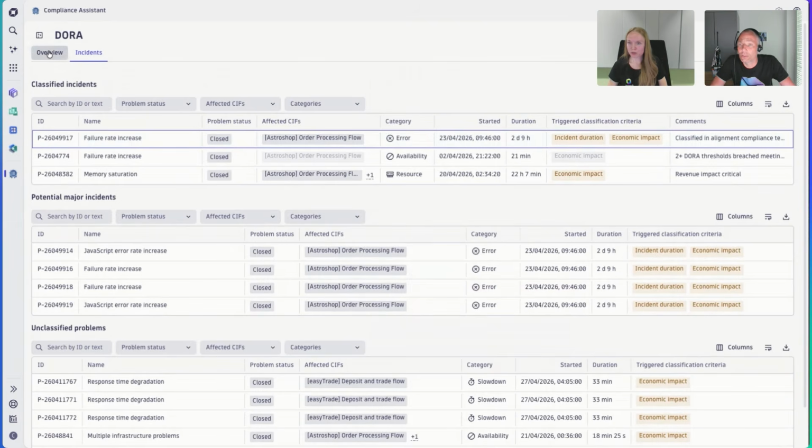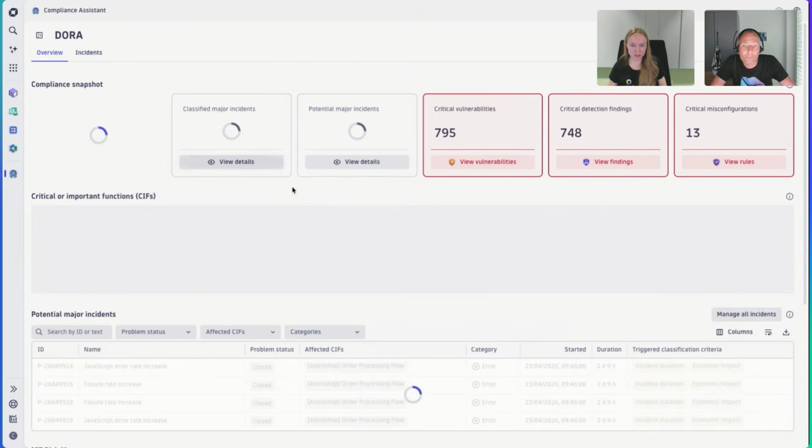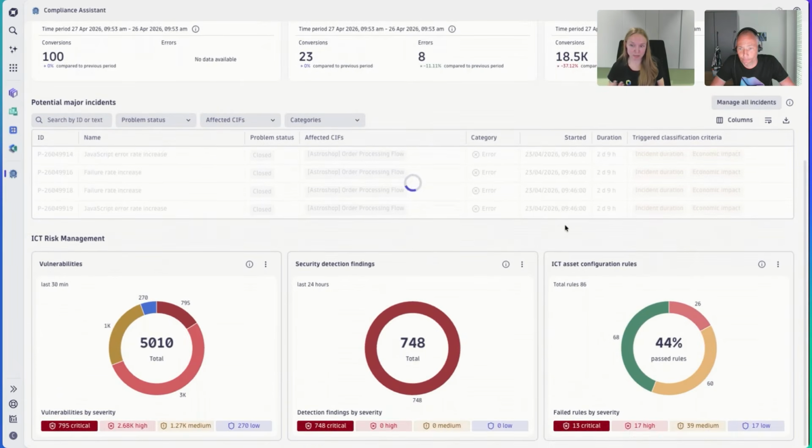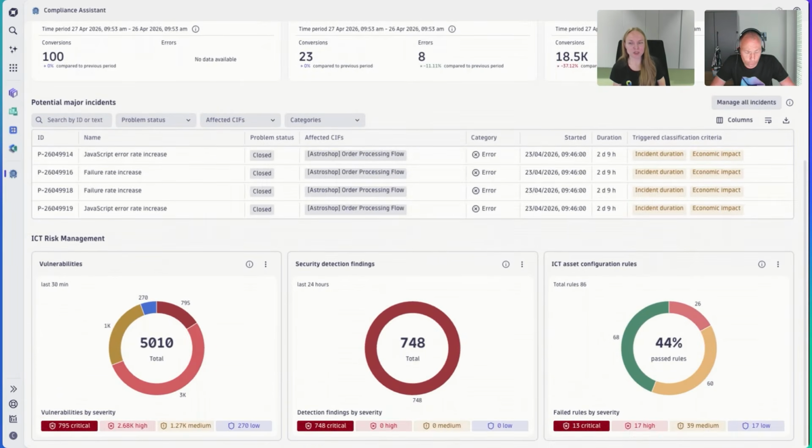What I could also show you as another key pillar of DORA is the ICT risk management. So this is a core chapter. Very often people talk about DORA chapters, which is just a section of the regulation, but it reflects a key requirement. And with risk management, there is a need to have continuous real-time monitoring across vulnerability detection findings, as well as misconfigurations.